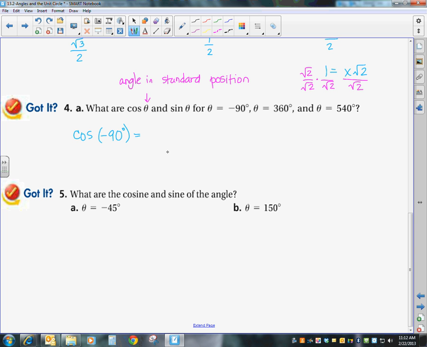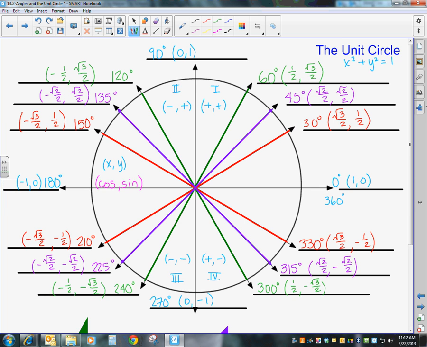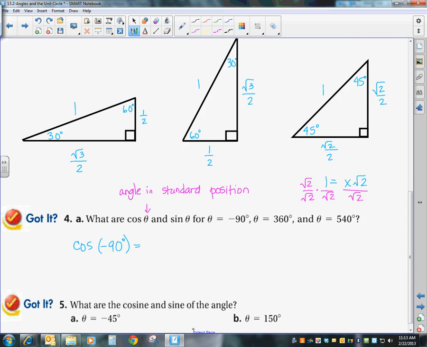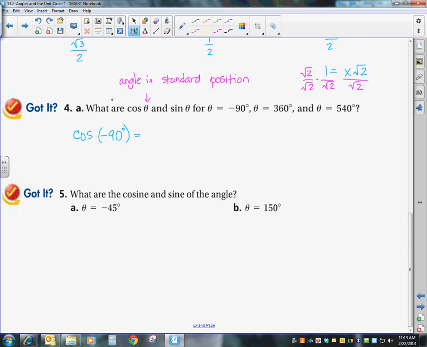Okay? So if you go back, where is negative 90 on my unit circle? Well, 90 is here, but I have to go negative 90, so I end up down here. So what's the cosine? Cosine will be 0. The sine will be negative 1. So you're going to keep that unit circle handy until you have it memorized, and we'll talk about how to do that. Cosine we said was 0, and the sine is negative 1.